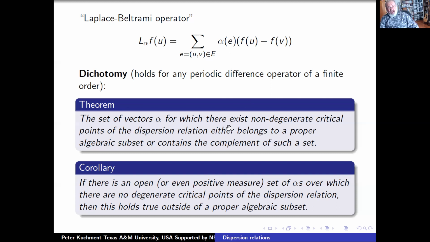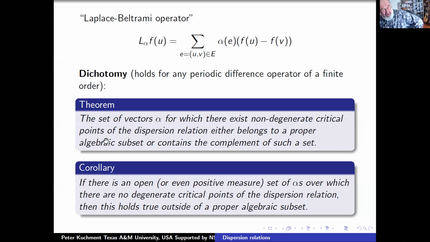If you look at the set of alpha for which there exists a degenerate critical point, then either all those alphas are in a small algebraic subset, a set of zeros of an algebraic function, or it contains a complement of such a set. So it's almost always or almost never. So to prove that you have almost always non-degeneracy, it's sufficient to do the following. If I can find a point alpha in this parameter space such that I can prove that in the neighborhood of this alpha there are no degenerate points, I am done.